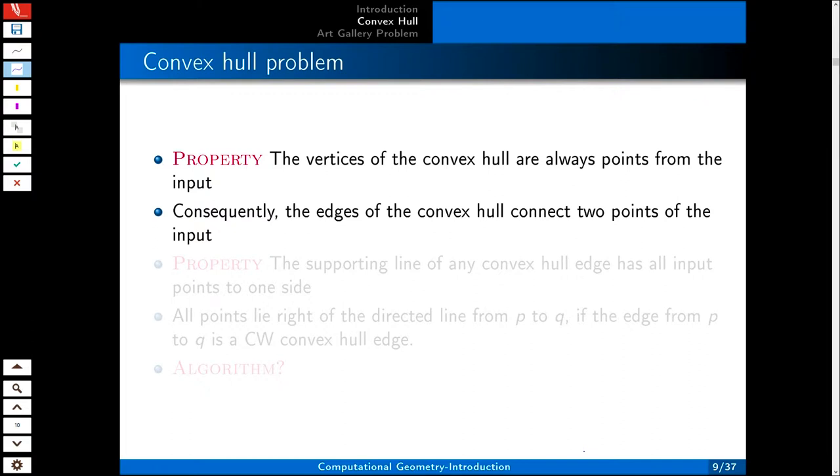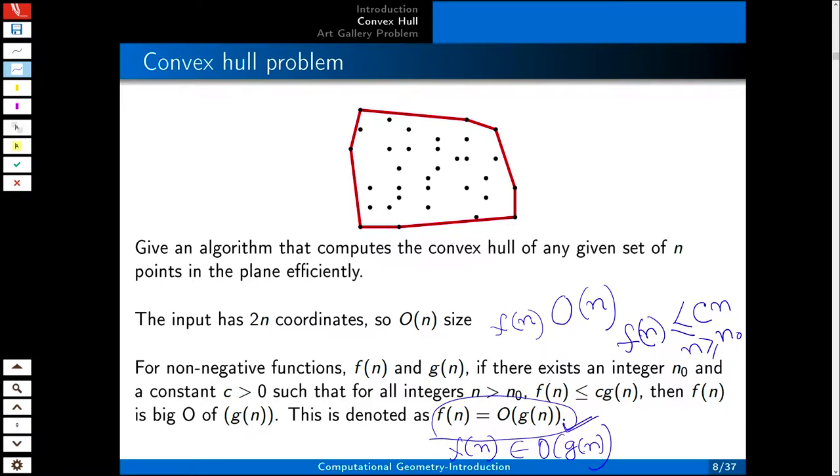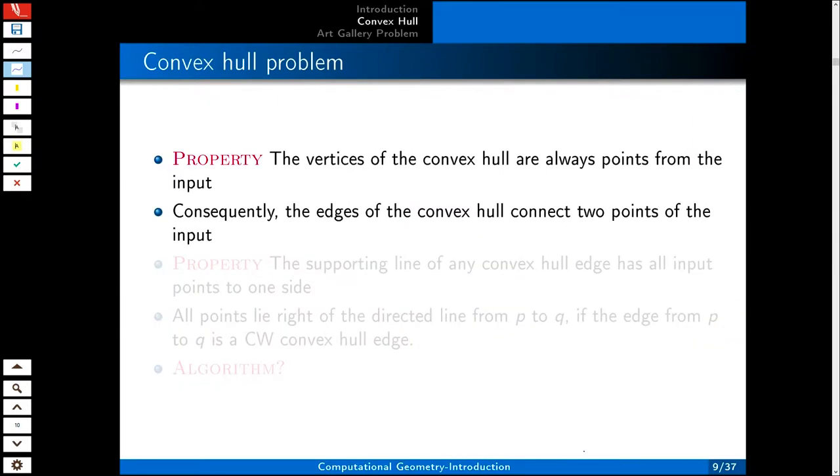So if I look at the convex hull problem, what properties can we see? The first property, if we think about the vertices of the convex hull: the vertices have to be from the given set of points. So what is a convex hull? It is a collection of vertices and the edges that make up a convex hull. You can actually prove that the vertices have to be from the given set of points.